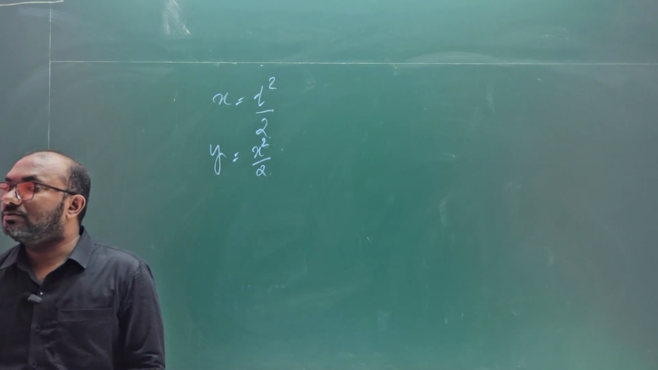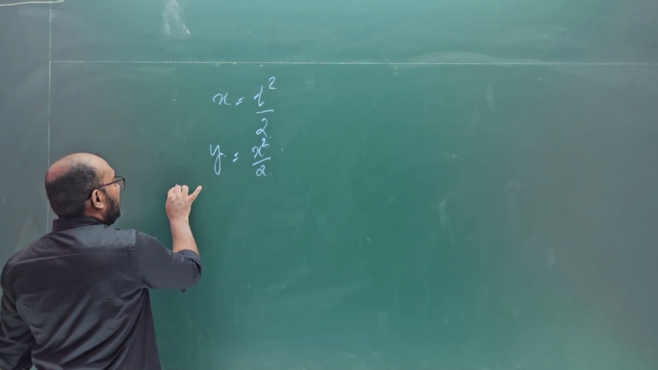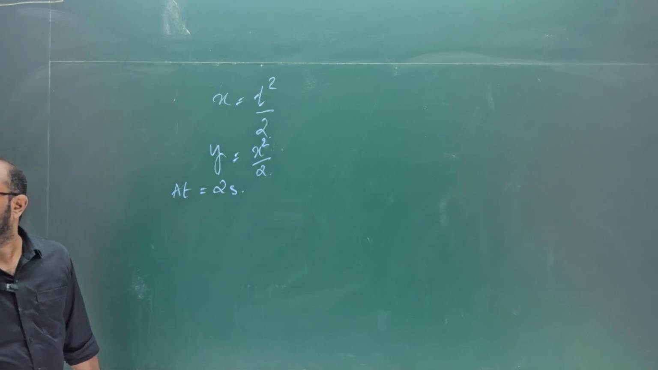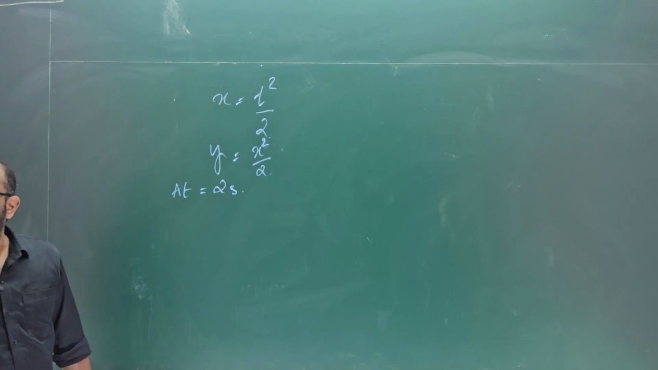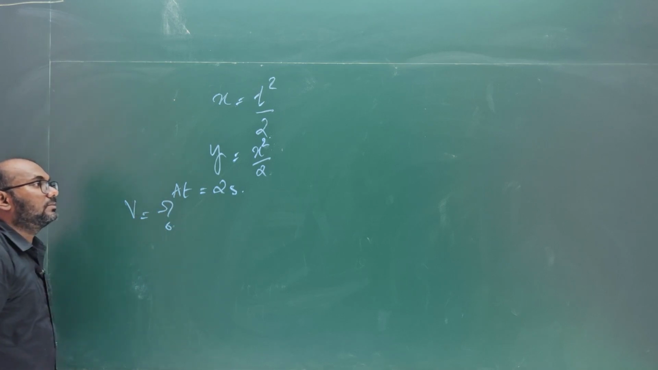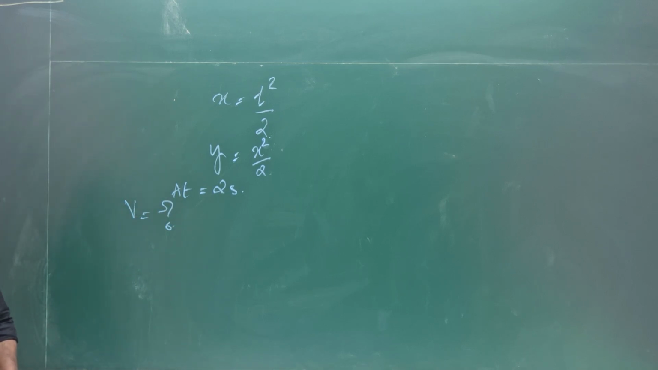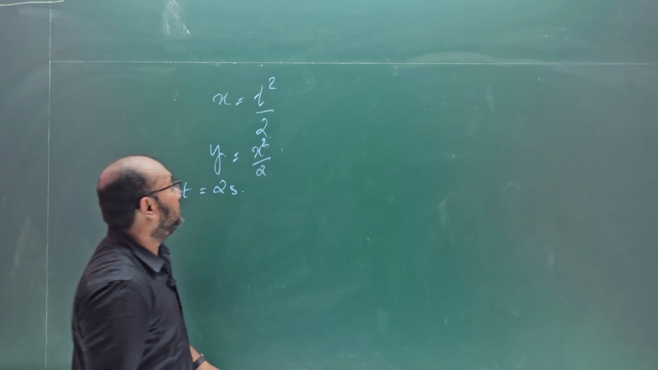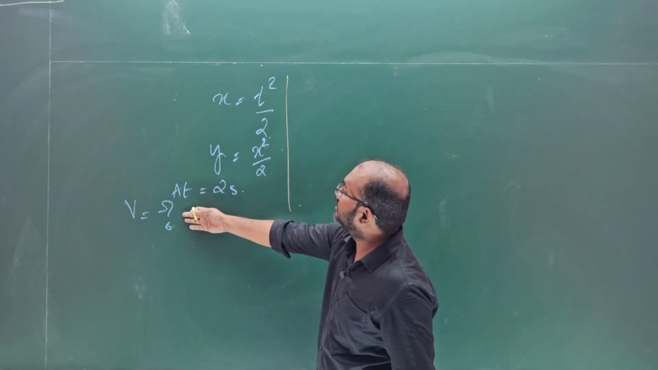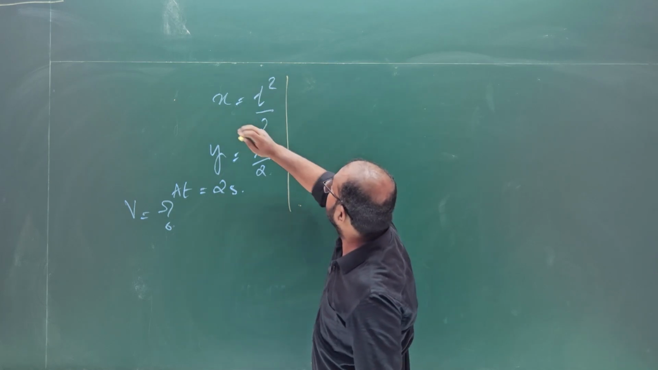At t is equal to 2 seconds, find the velocity of the particle. Velocity of the particle is question mark. Okay, shall I now? He is asking velocity, so differentiating this first.